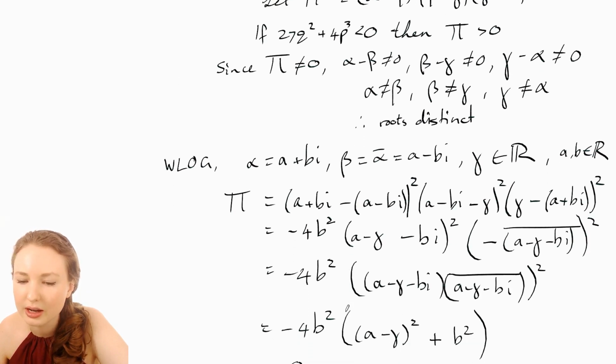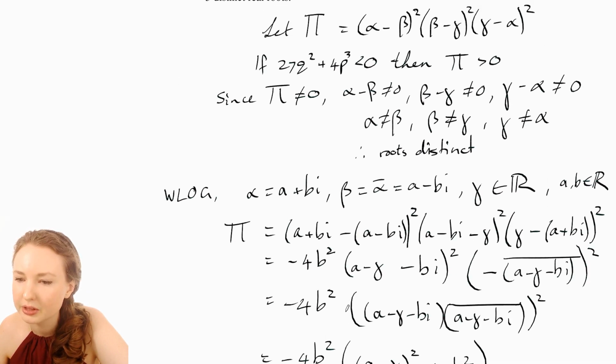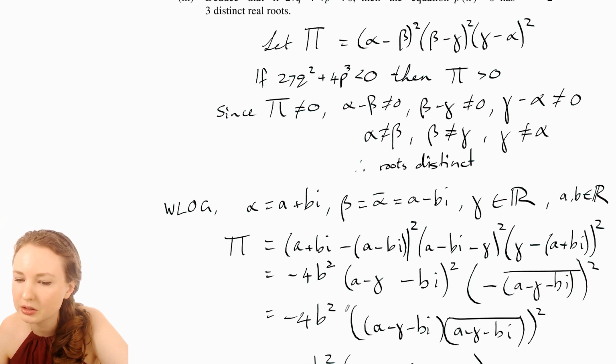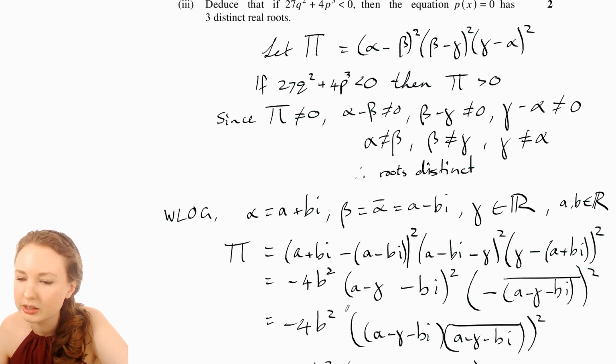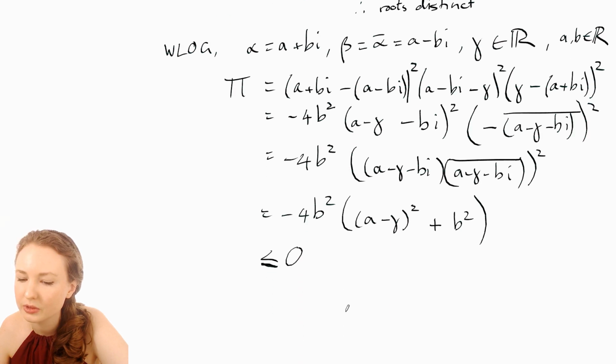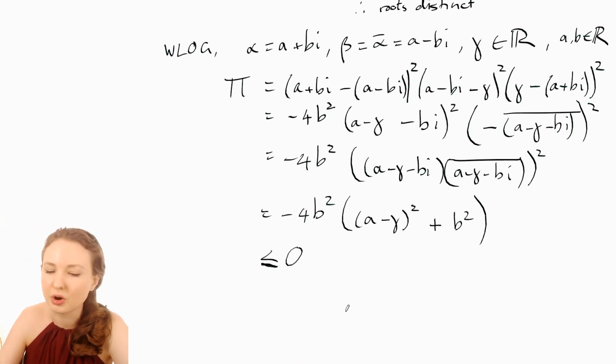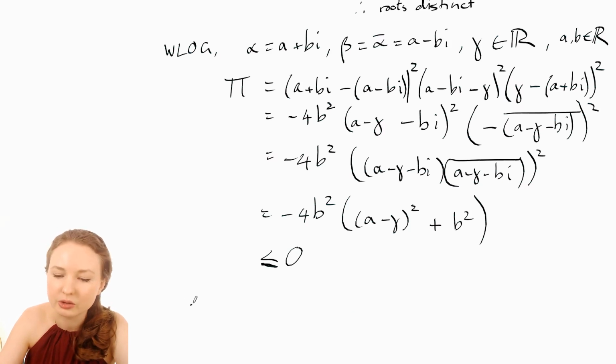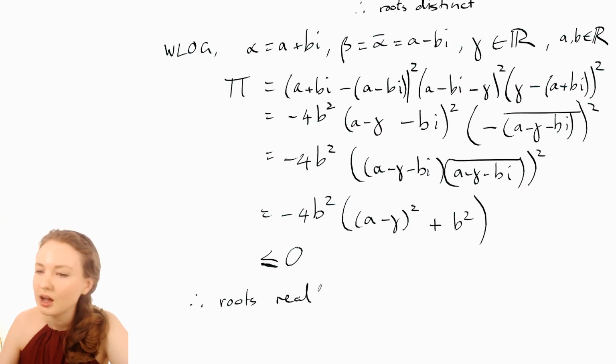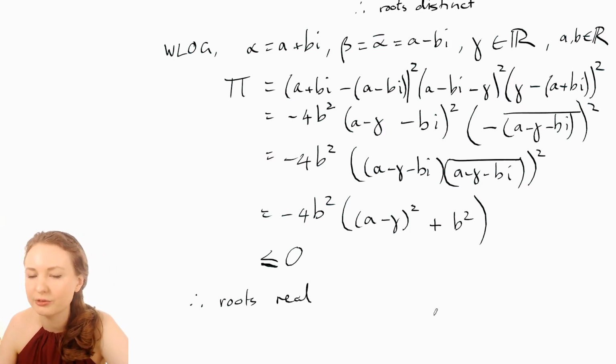Okay, so then that's pretty much it. We could say, therefore the assumption that they could be complex is wrong. Or you could say, therefore, the roots are real. Yeah, and that's it for that one.